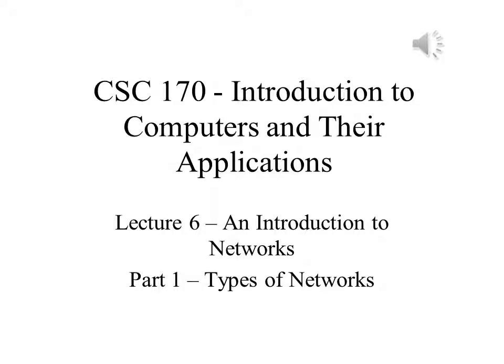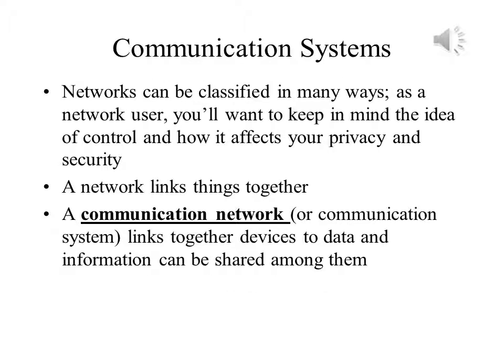In part 1 of lecture 6, we look at the different types of networks. A computer network is a set of computers connected together for the purpose of sharing resources. Computer networks can be classified based on the size and extent of the network, by the hardware or software used in connecting them, or by both.